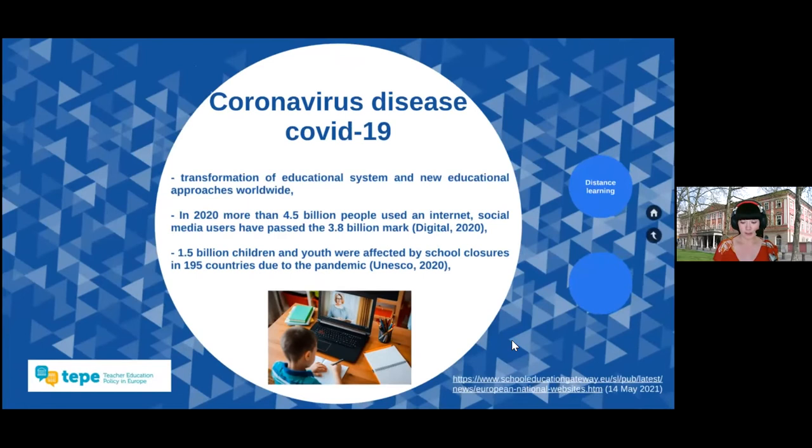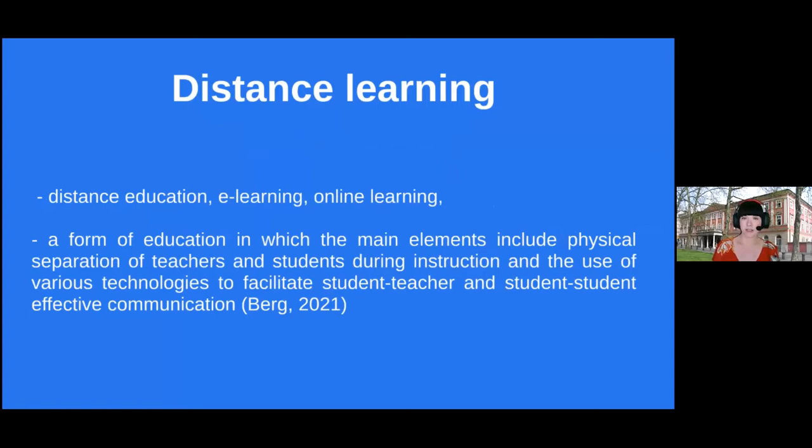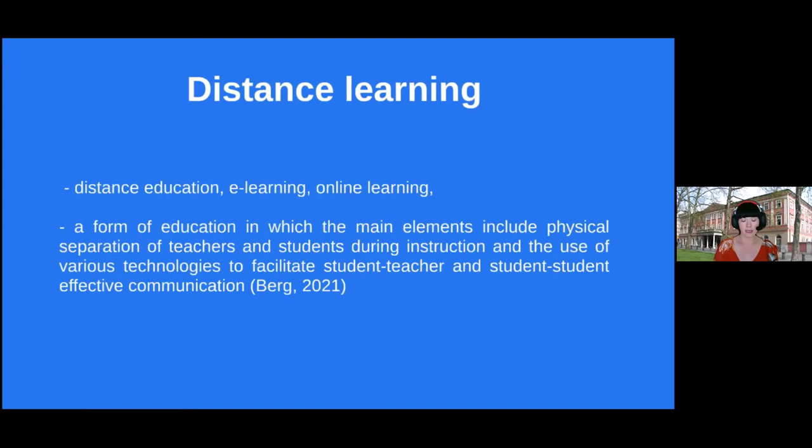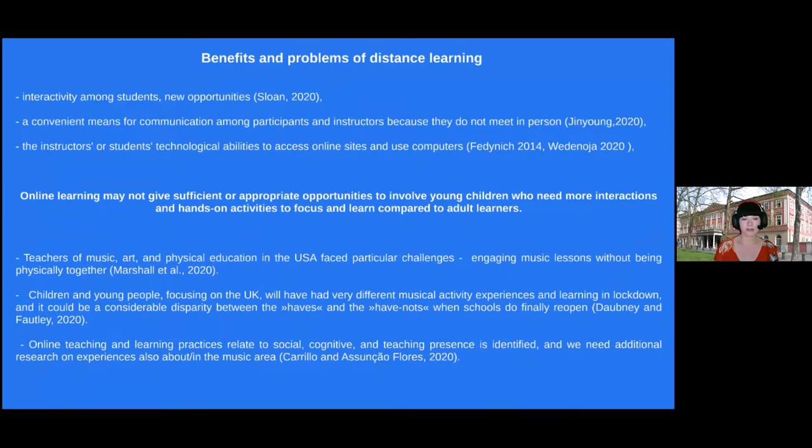According to Gary A. Burke, distance learning, also called distance education, e-learning, and online learning, is a form of education in which the main elements include physical separation of teachers and students during instruction, and the use of various technologies to facilitate effective student-student or student-teacher communication. This period, we can say, has been a very crucial time also for the teaching profession. Practically without training or planning, an entire generation of teachers has effectively digitally upskilled themselves. We point out that this unplanned and rapid move to online learning has illuminated many benefits despite some problems.